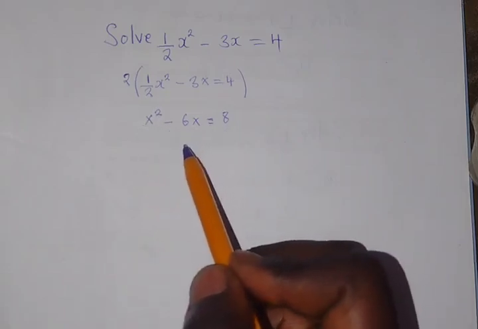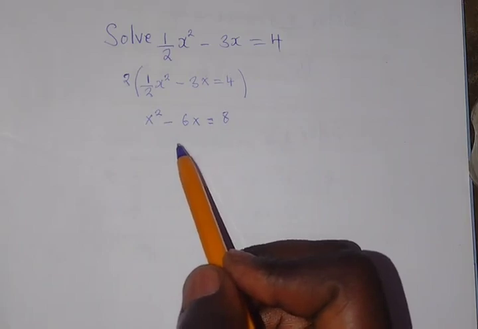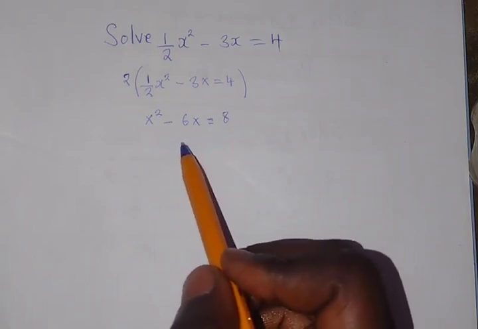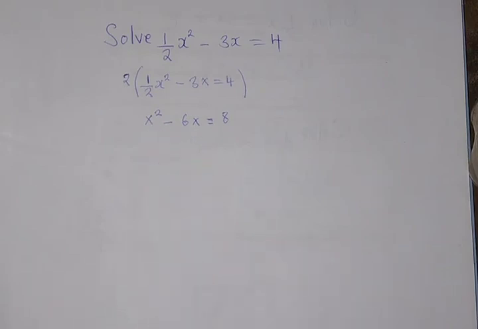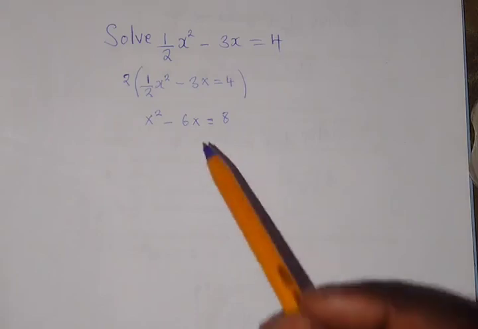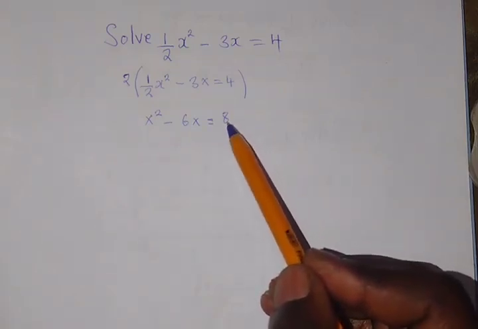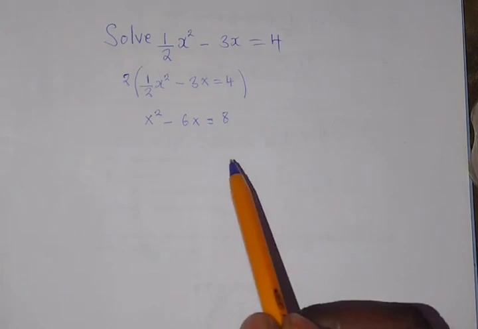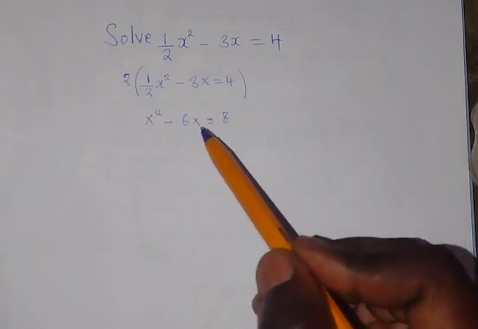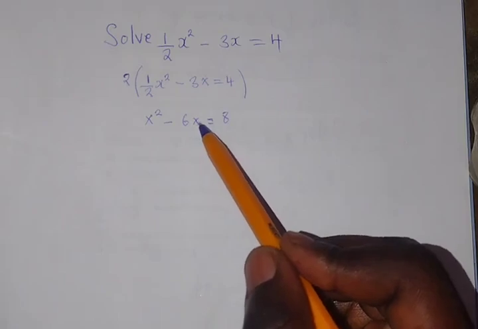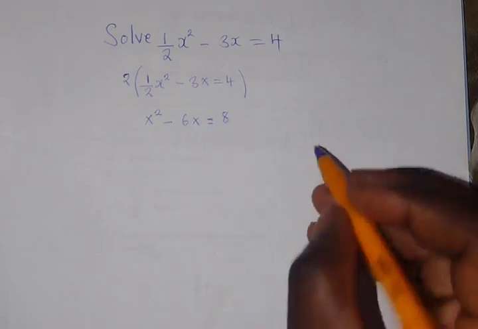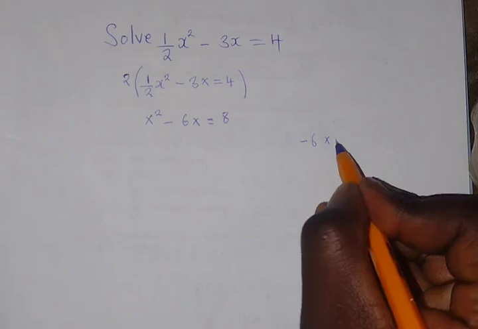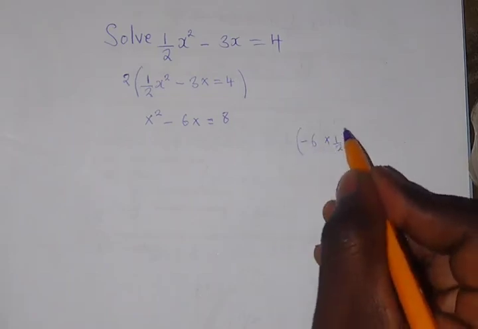From here, we can notice that the coefficient of x squared is a 1. So we can apply the completing the square method. We can use that, or we can use the factorization method, or the formula method to find the two possible values of x. Now in this case, let's just use completing the square method. We already have the constant term on the right hand side. So to use the completing the square method, we get the coefficient of x in the middle, which is -6. When you get this coefficient of x, which is -6, you multiply this by half, then you square it.